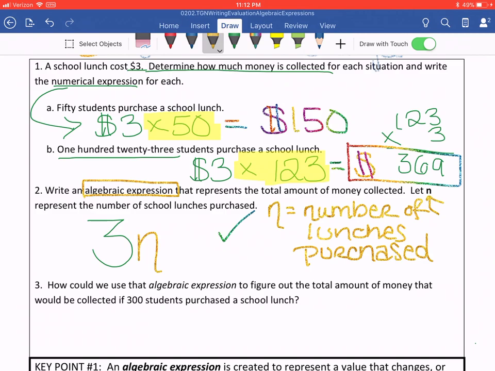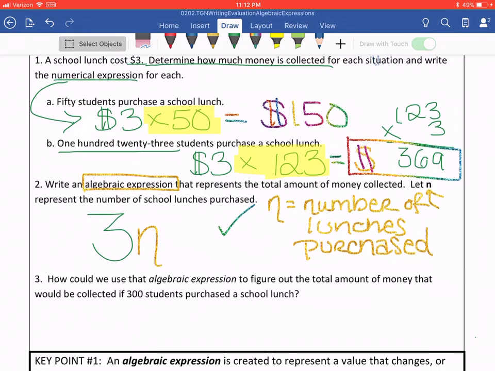This next part, section 3, this is our new piece for the day. So keeping in mind all this work that we've done up here, let's go ahead and take a look at number 3. How could we use that algebraic expression that we just created right here to figure out the total amount of money that would be collected if 300 students purchased a school lunch?